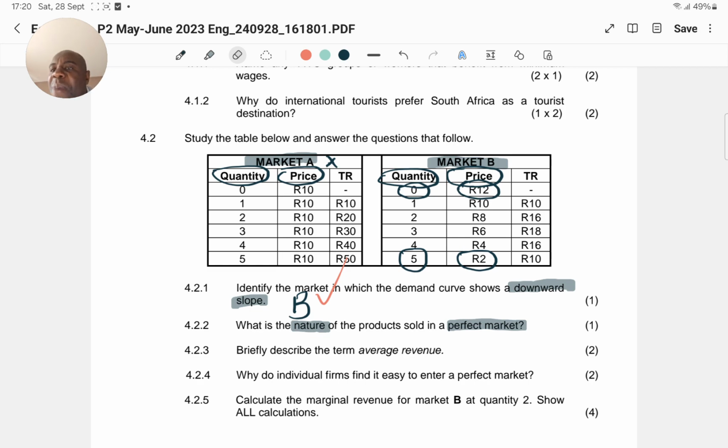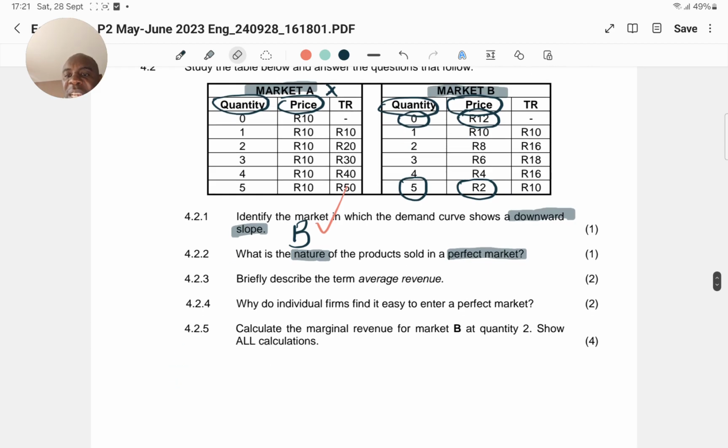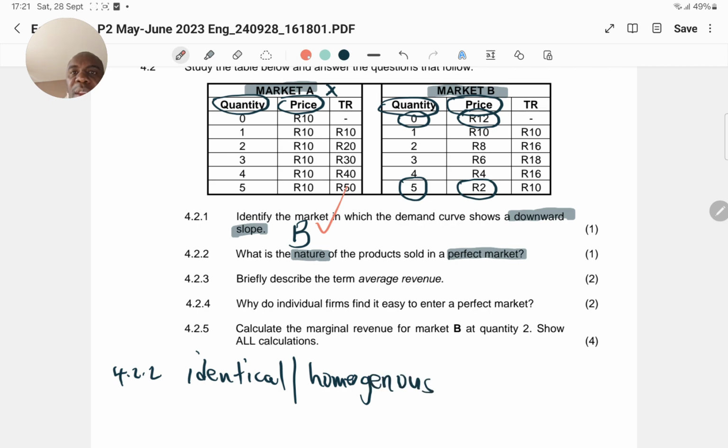So in a perfectly competitive market, there are many buyers and many sellers, the product sold is homogeneous or identical, and there is freedom of entry and exit. Those are the 3 basic characteristics. So for 4.2.2, your answer would have been identical, or you could have said homogeneous. That is the answer for 4.2.2. Let's move on to 4.2.3.